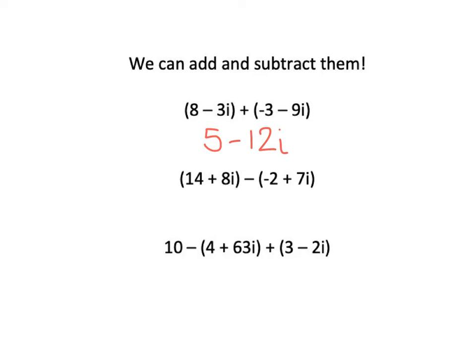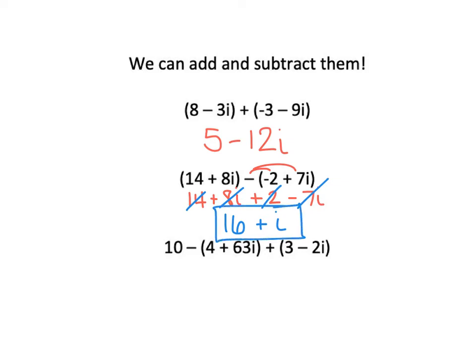Now with subtraction, I typically rewrite this where I kind of think about distributing this minus sign to my second set of parentheses. So this would be plus 2 minus 7i, and now I just combine my like terms. So I have a 14 plus 2 would be 16, and then I have a positive 8i, minus 7i would be a positive 1i, or just plus i. So 16 plus i is simplified.